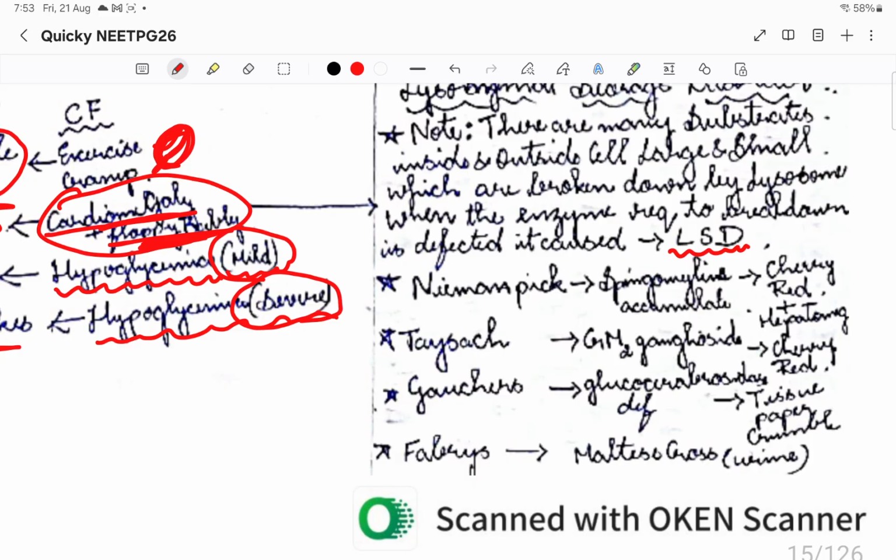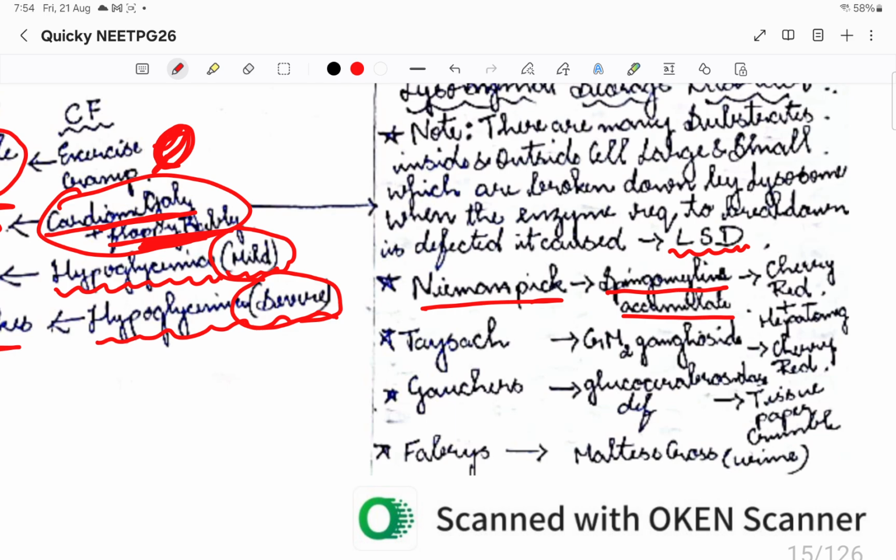Niemann-Pick disease. What does that mean? There is sphingomyelin accumulation. Sphingomyelin was supposed to be broken down; this is a substrate. If it starts accumulating, it is because there is a lysosomal storage disorder, meaning there is increased storage of this particular substrate inside our cells.